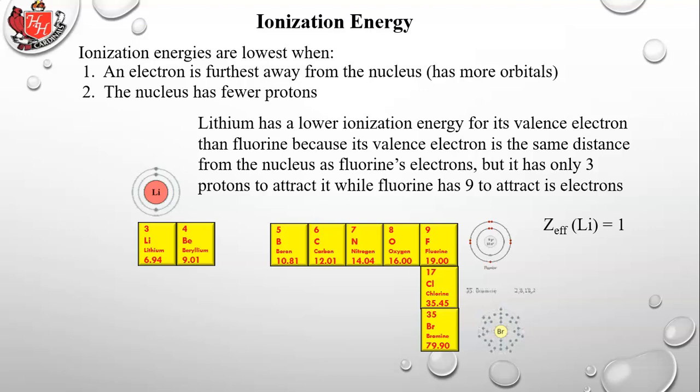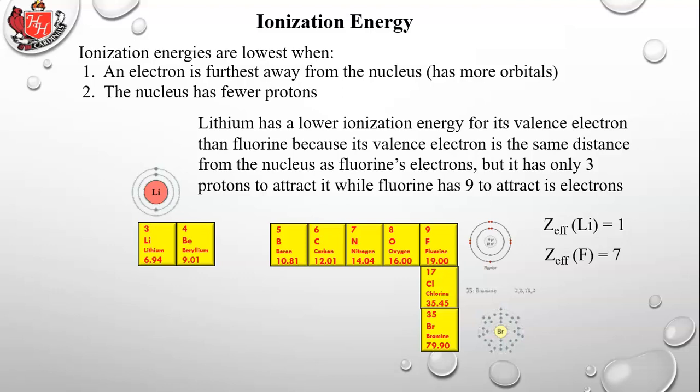So the Z effective of lithium is 1. The Z effective of fluorine is 9. Let's think about it. It has 9 protons, and just like lithium, it only has 2 core electrons, those 2 first orbital electrons. It doesn't matter that fluorine has a lot more electrons in the second orbital.